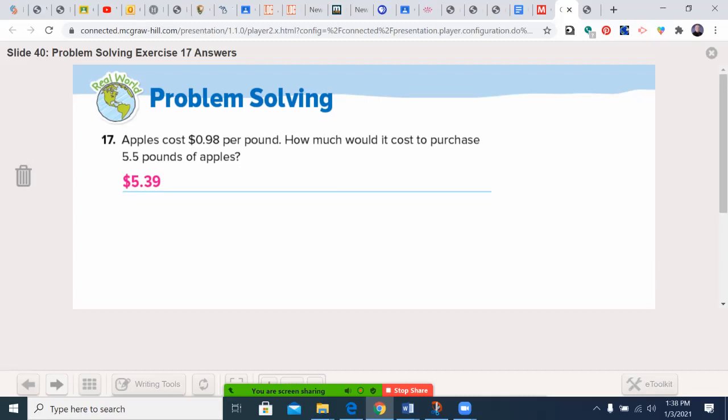Multiplied 55 times 98, which gave you 5,390. 3 decimal points. They truncated the 0, and you're welcome to do that as well. You can't truncate a 0 that's in the middle, but if it's at the end, you're welcome to do that.